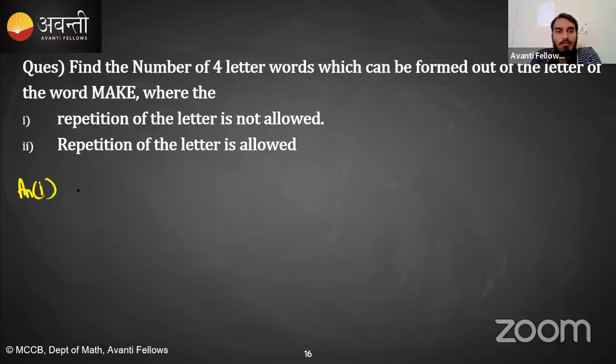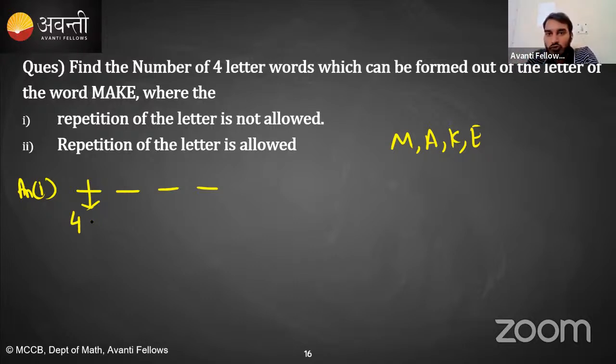So we have to make a 4-letter word. There are 4 places, right? In how many ways can the first place be filled? We can use any of these letters M, A, K, E. Yes or no? So there are 4 choices for the first position.